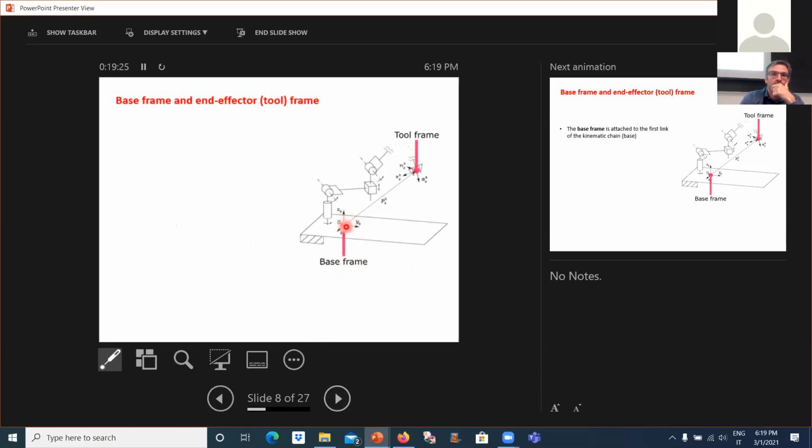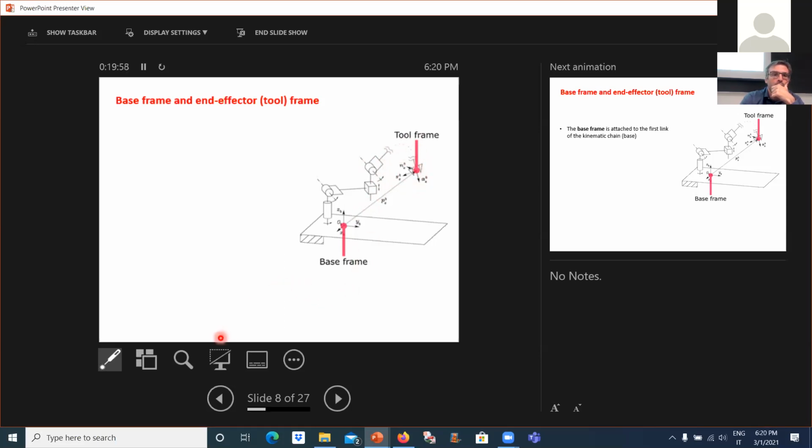Then, as I said, we have the base frame at the beginning. This is the kinematic tree of the robot. You have a first revolute joint, then a 90-degree axis. We move the axis 90 degrees, and we have another revolute joint. Then we have a prismatic joint that moves along this direction. And then finally, we have another revolute joint. And here you have the end effector, which is represented here.